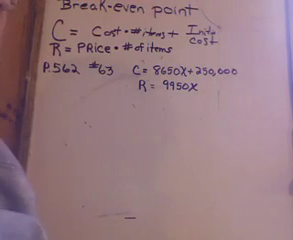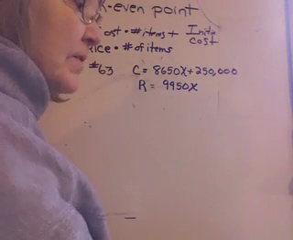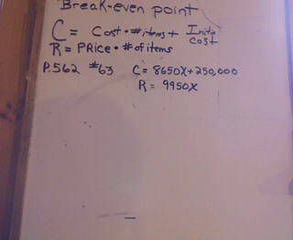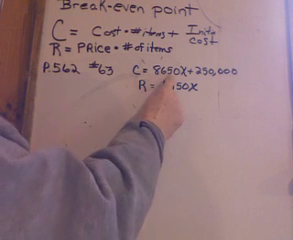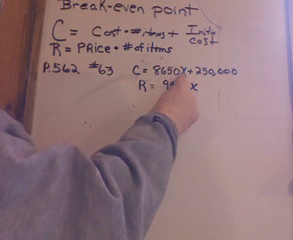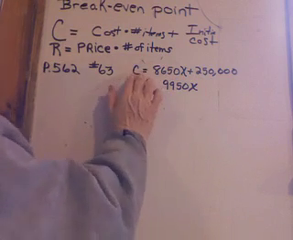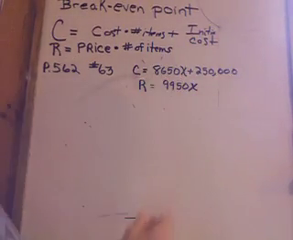Okay, so we're in 562, number 63, and the question says to find the break-even point. And again, the break-even point is when the cost and the revenue are equal. And they give us two equations. They give us a cost equation, which is 8,650 times the number of units plus 250,000. That's the cost to make a certain item, the startup cost, plus the cost per item.